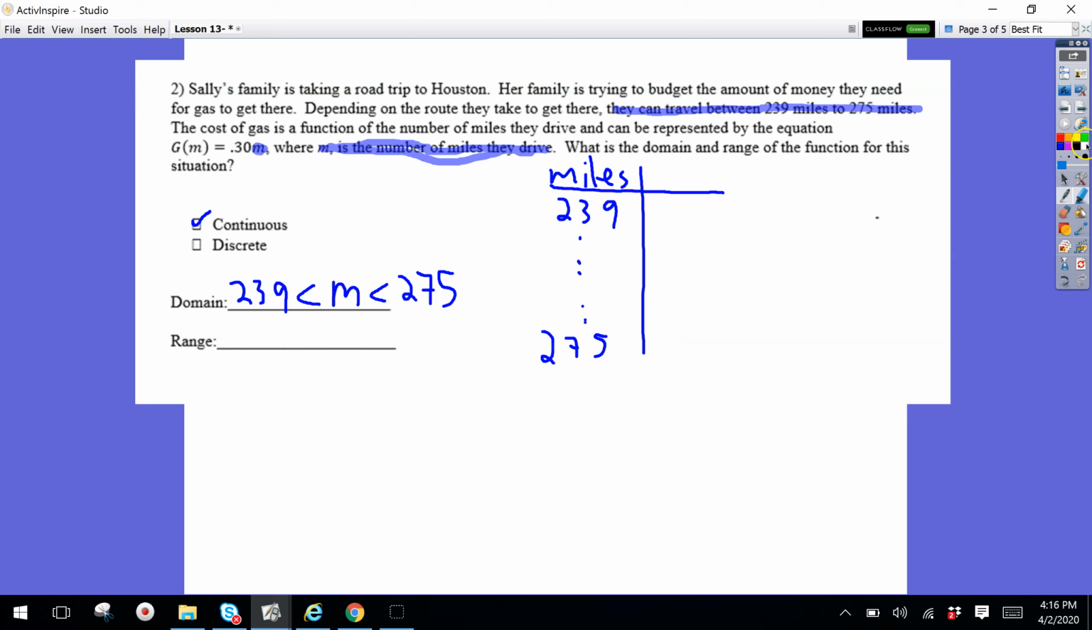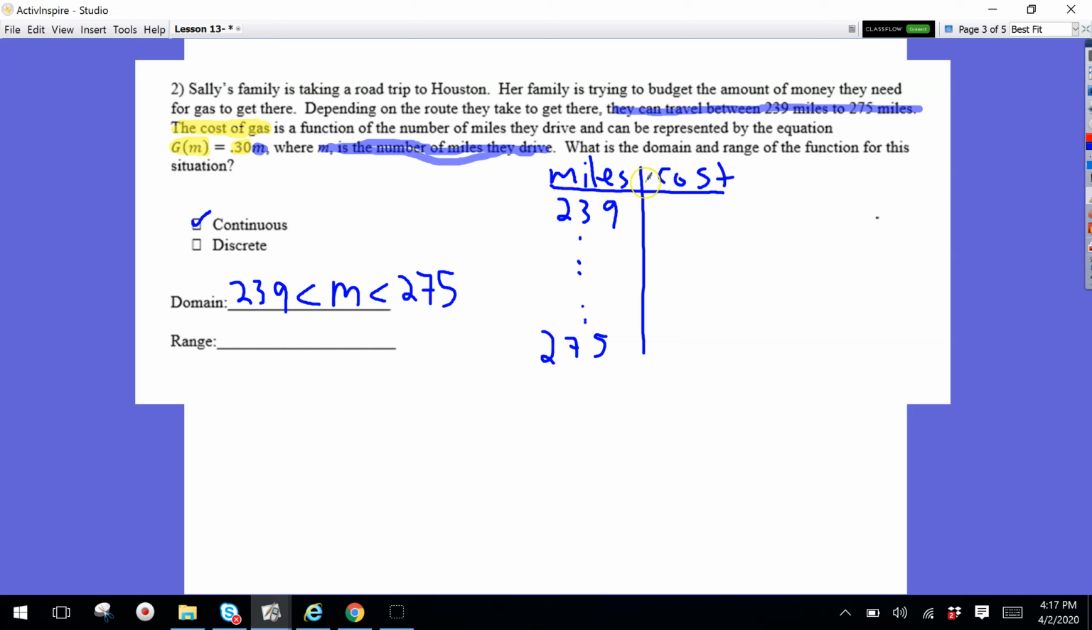Now with a different highlighter, we're going to highlight what my range is. So my output here is G of M. And again, G of M represents the function. So right here they said that the cost of gas is a function. So this is the function. This is what G of M represents. It represents the cost of gas. And obviously right here inside my equation, I have what is the cost of gas? Well, it's 30 cents per mile. Okay, so we're going to put our cost here.